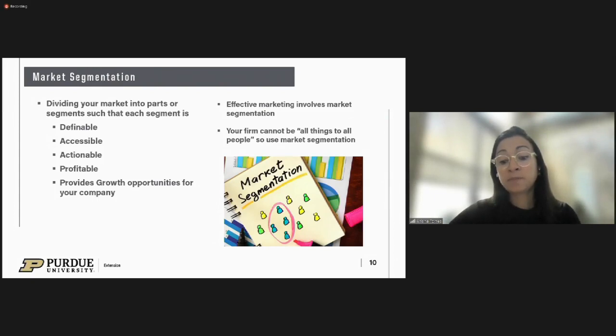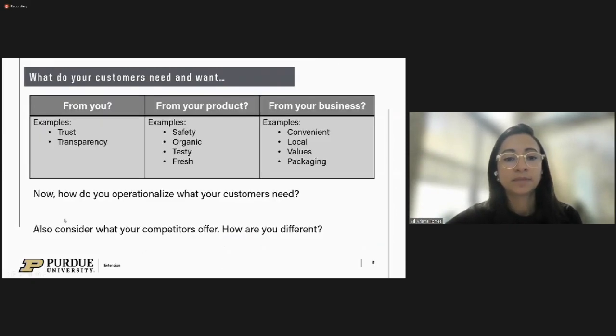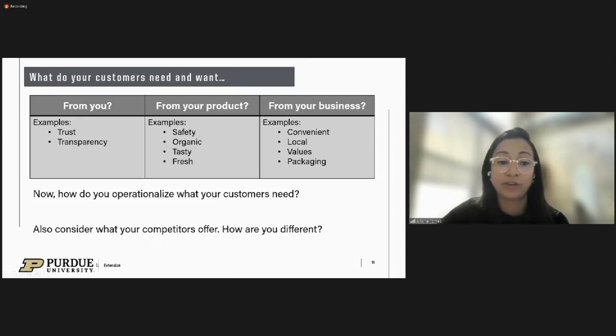So it's important to recognize that every customer is going to be part of a segment. So how do you target those segments? You're going to make every dollar that you invest in marketing more efficient and effective. So what do your customers need and want? And this is kind of what we're looking into with the psychographics.